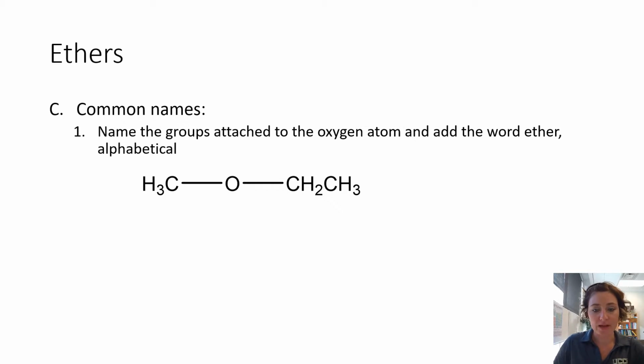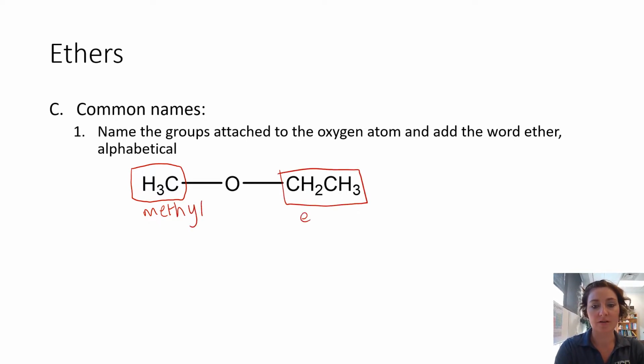All right, so here we have an example. I like to draw boxes around my two R groups. My first R group is a single carbon long, so I'm going to name this as an alkyl group, so that's methyl. My second R group is two carbons long, that is ethyl. So all I have to do now is alphabetize these, name each group, and add the word ether. So this would be ethyl methyl ether.